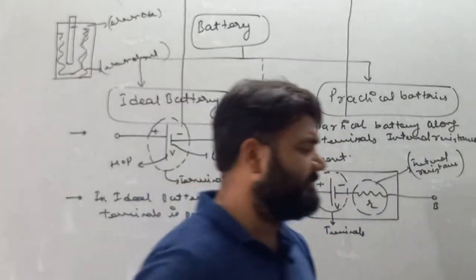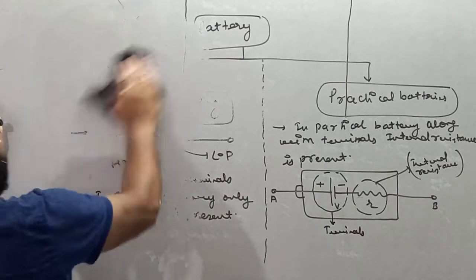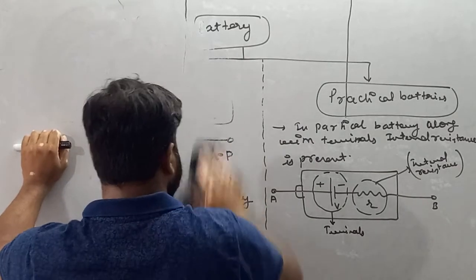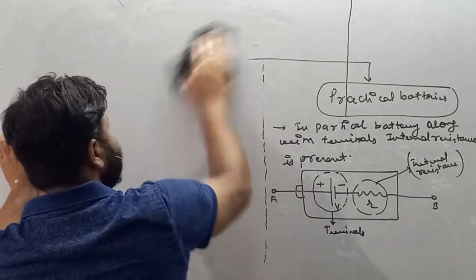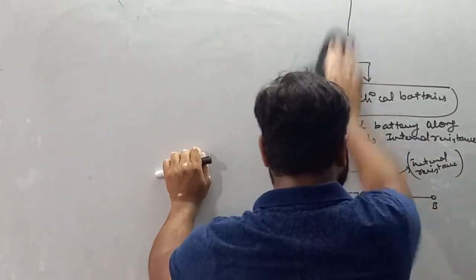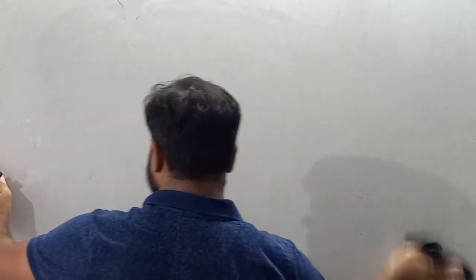So write down this note: when the battery is in use, the internal resistance of the battery starts increasing. As a result, current starts decreasing.